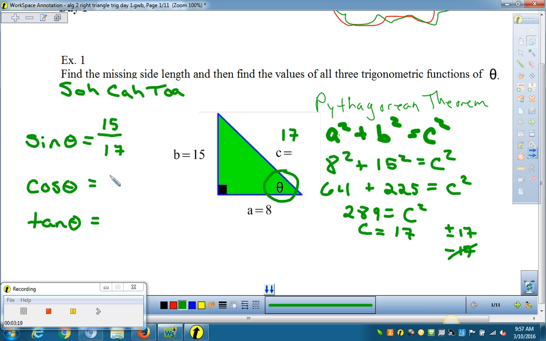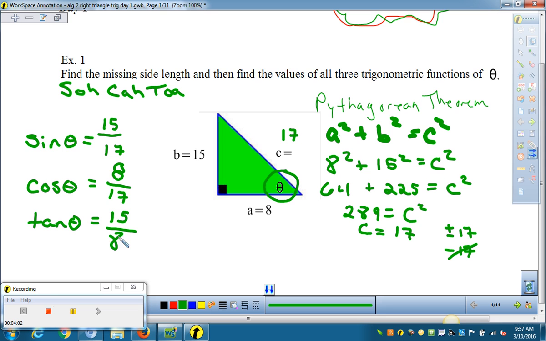All right, cosine theta. Adjacent over hypotenuse, which would be? Careful, I'm standing here. What's the side adjacent? 8 over hypotenuse, 17. All right, and tangent, opposite over adjacent, so that is what? 15 over 8, easy enough.